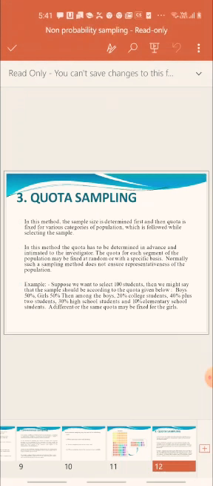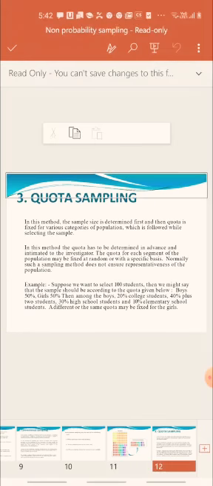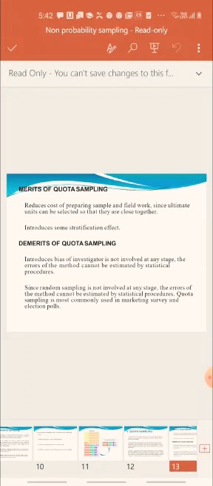That is, you select the sample size first, then the quota is fixed for the various categories of population. Again, I repeat one example. Suppose 1,000 people have to be selected from the 10,000, and that 1,000 people consist of 200 males and 800 females. That is your quota sampling. It is a useful technique. Quota sampling is a very useful technique when there are cost and time constraints. It reduces the cost of preparing the sample and fieldwork.